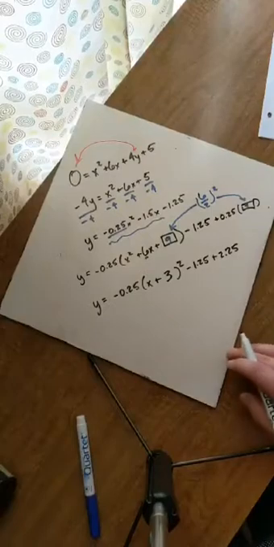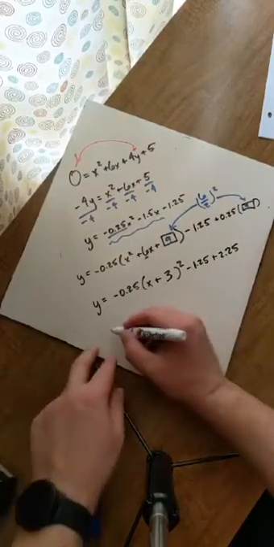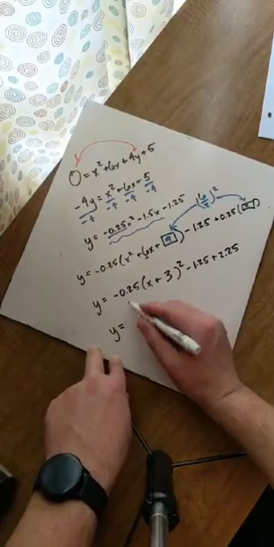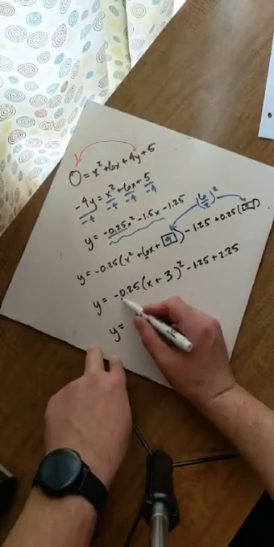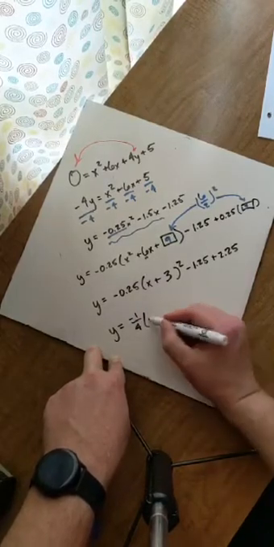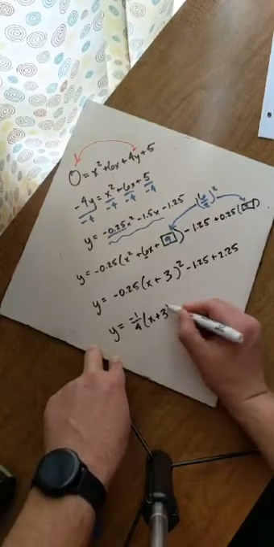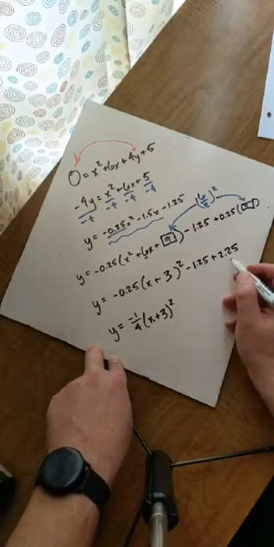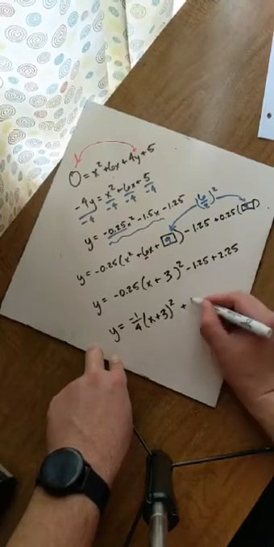So now if we combine these like terms, we get y equals, let's reduce this fraction here. Negative 0.25 is negative 1/4. And then x plus 3 squared. And then over here, negative 1.25 plus 2.25 would be a positive 1.